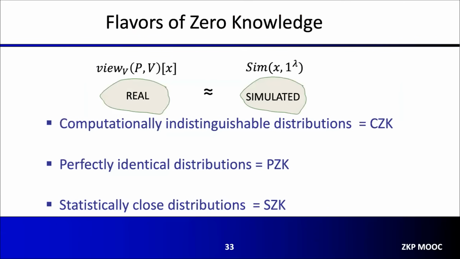By the way, this is what's called computationally indistinguishable zero knowledge. Sometimes people use the notation ZK-C for computational, but there are other flavors of zero knowledge. You can also ask for a perfect zero knowledge definition, when the real distribution and the simulated distribution are identical, or maybe statistically close.